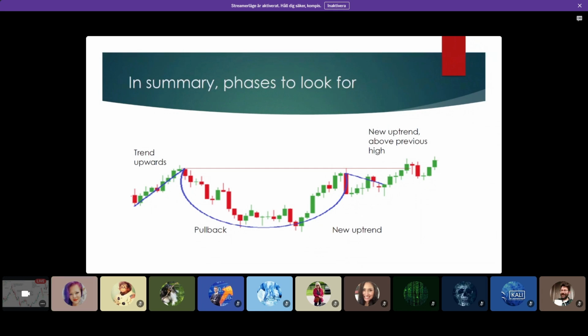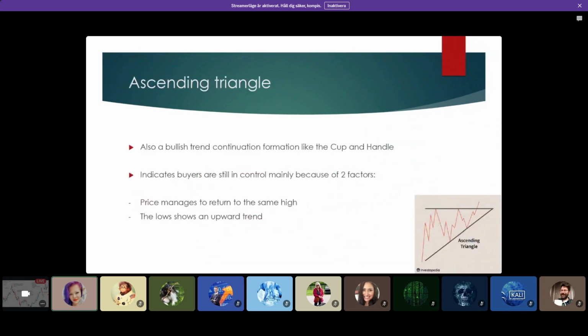And Han, don't you take over here? Yep. Okay. And as Queen said, it's up to each and every one what patterns and stuff you use. And I'm going to be honest, I'm not good at the triangles and wedges, and I have quite a hard time spotting cup and handles too, even though they are quite easy to spot on the chart.